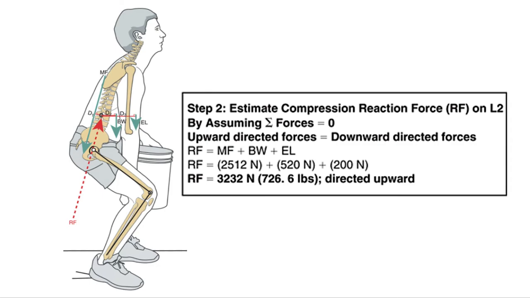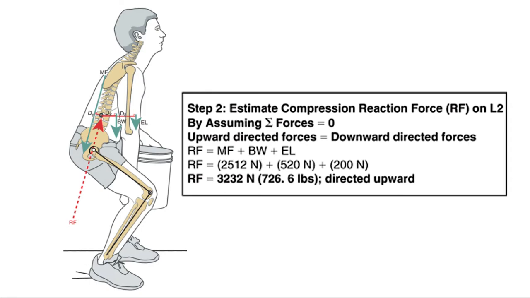Newton's third law states that for every action there is an equal and opposite reaction. And this is exactly what we're calculating here: the reaction force of the L2 vertebra to the forces acting upon it. We will assume in this equation that all forces equal 0. So reaction force will equal the muscular force plus the body weight plus the external load. And of course, when I refer to these, we are referring to newtons of force.